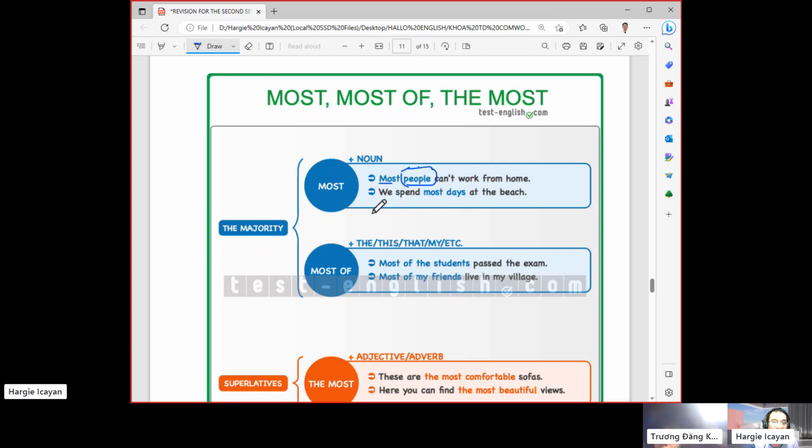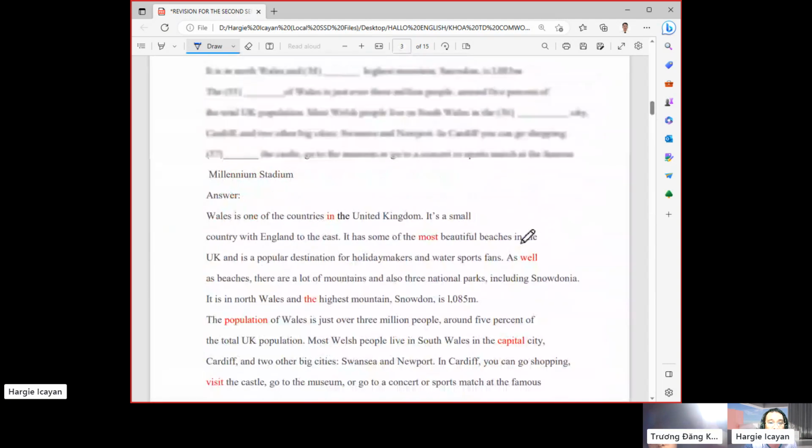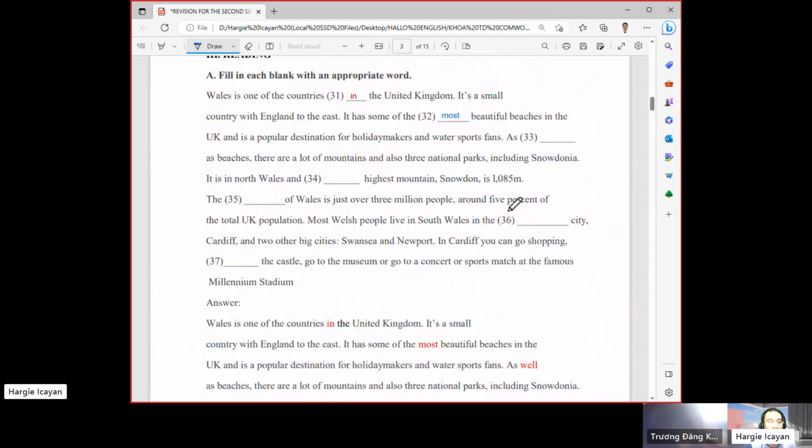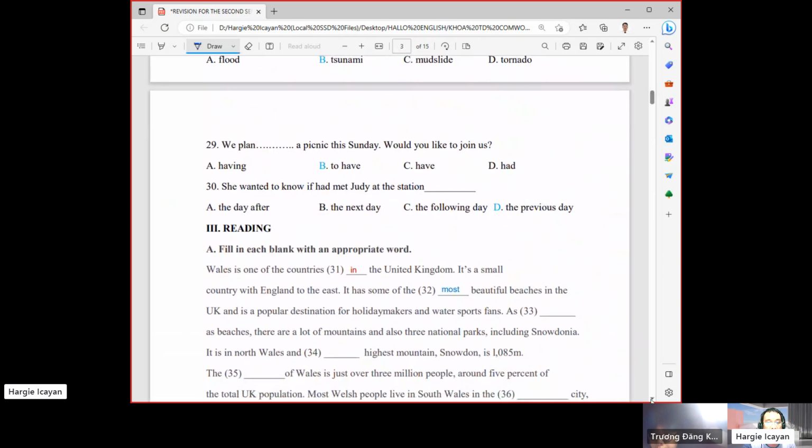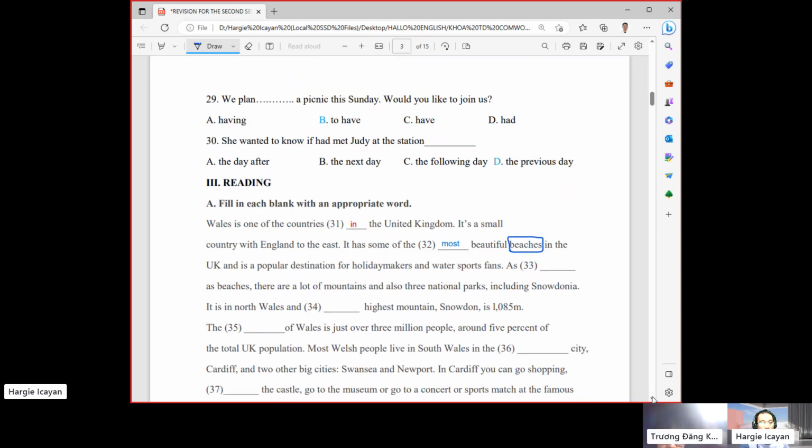So therefore the structure is we use most, and following after that would be a noun. Or we can also say we spend most days. So usually most plus a noun again. Did you get it, Khoa? So that is the use of most. Now going back to your sentence in here, why is it most? Because we're talking about a noun, which is the beaches. Okay, next. Moving on, Khoa.